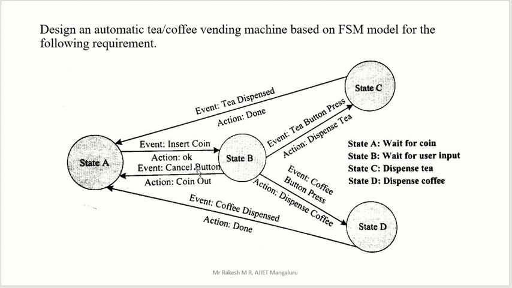Here cancel button is the event, coin outside is the action. The action performed by the state machine is coin out. The event performed by the user is the cancel button. Here the event performed by the user is insert coin. The action taken by the state machine is okay. That is okay means it comes to the next state, wait for a coin.